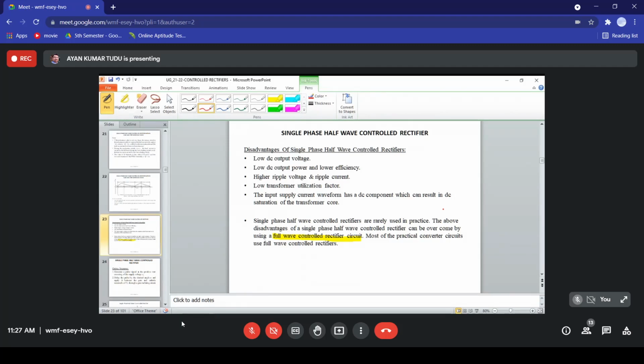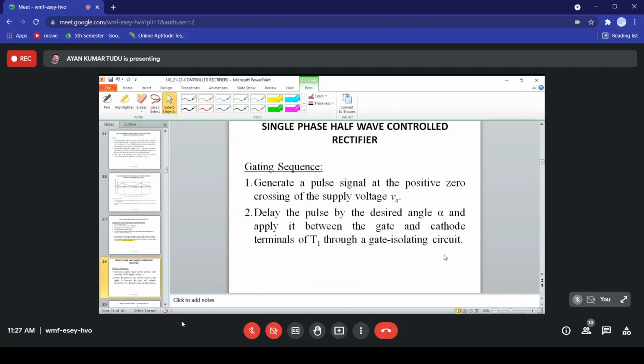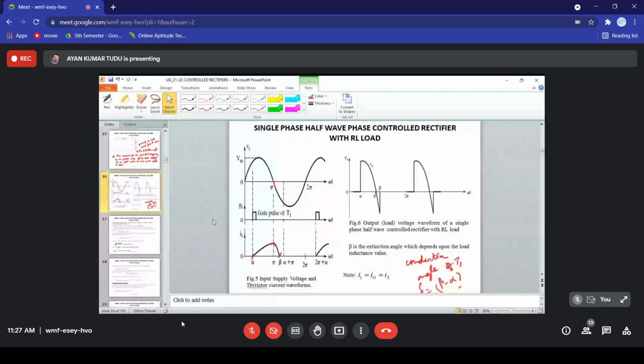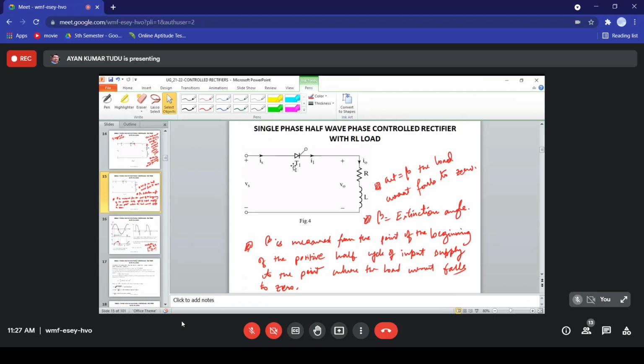What is the gating sequence of this single phase half wave controlled rectifier? We generate a pulse signal at the positive zero crossing of the supply voltage Vs, as can be seen from the figure, this is the gating pulse. We can delay the pulse by the desired angle alpha and apply it between the gate and the cathode terminals of the thyristor T1 through a gate isolating circuit.